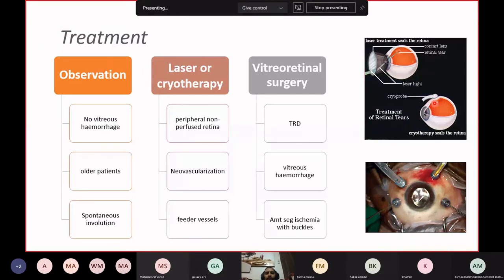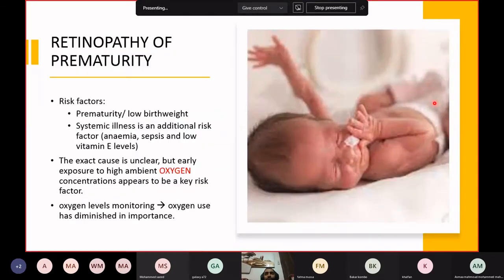Okay. Any problems with the sickle cell retinopathy?